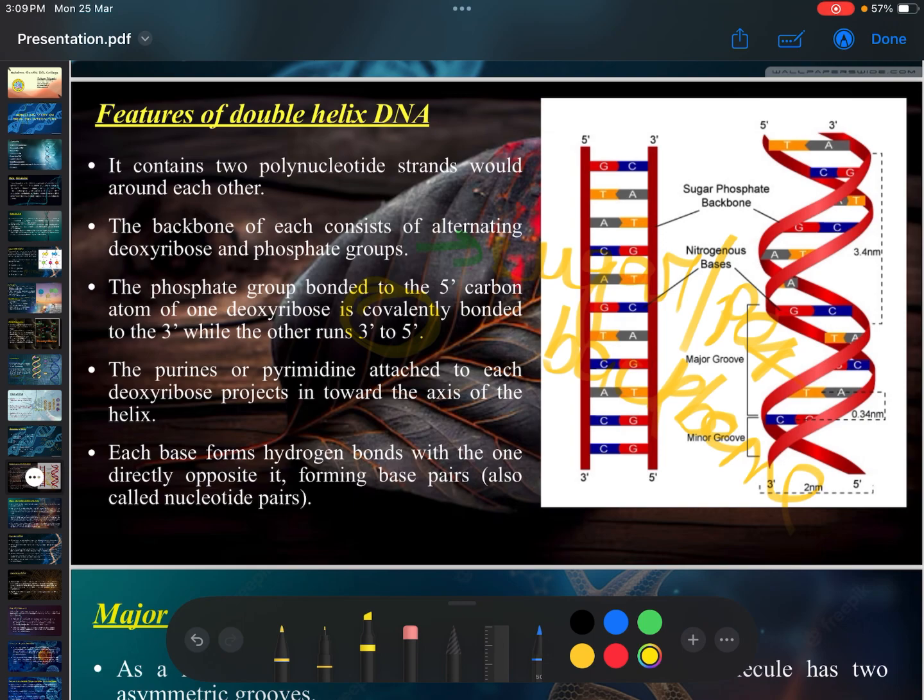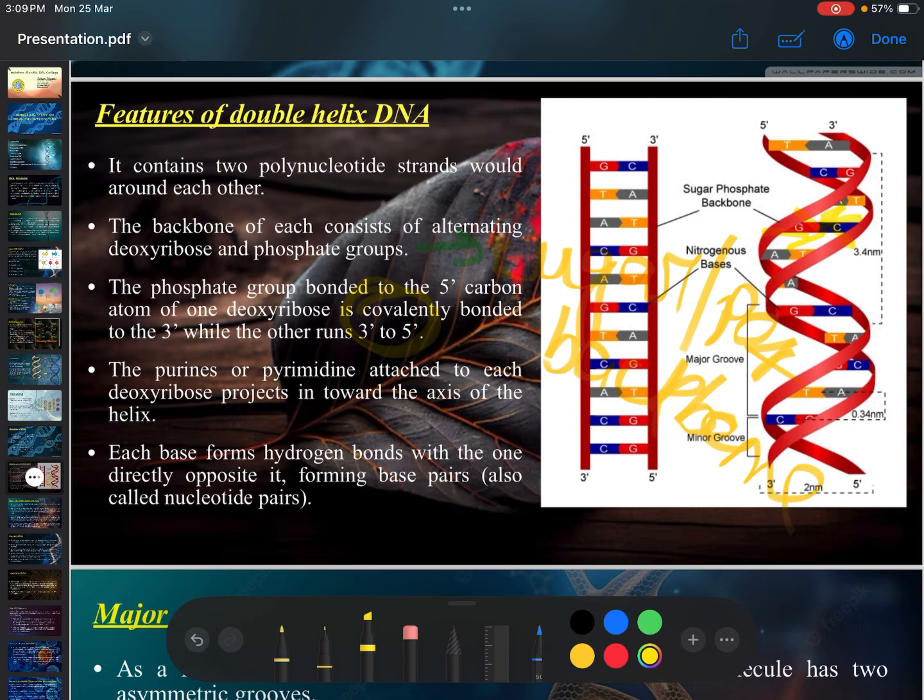The purines and pyrimidines attached to each deoxyribose project in toward the axis of the helix. That is, they are projected inwards. This sentence means that the bases are projected inwards towards the helix, in this manner.